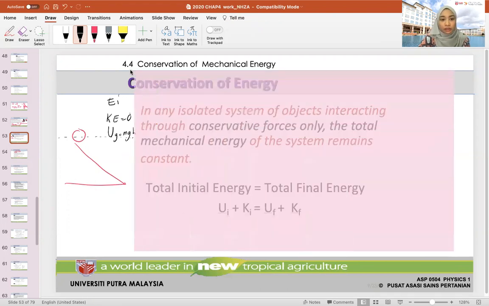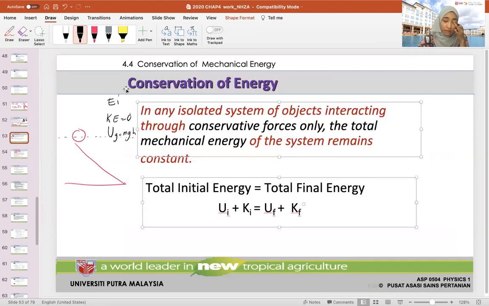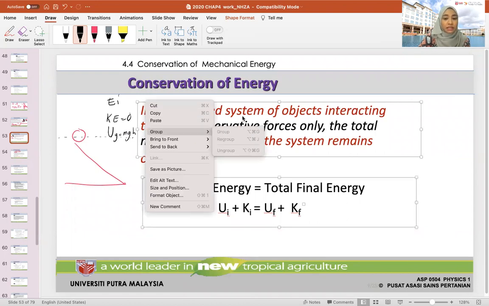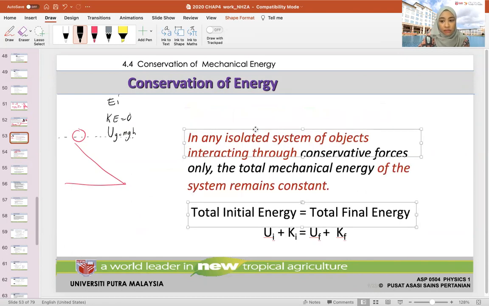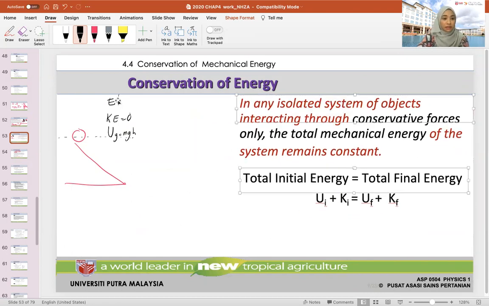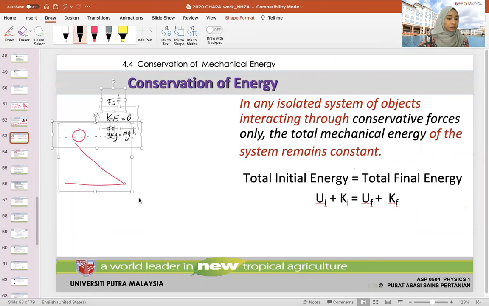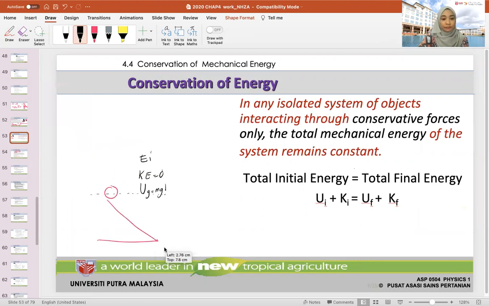Chapter 4, part conservation of energy, I think it's going to be challenging for students. My students always say they find it difficult. So please just interrupt me if you need more explanation, because this topic is a bit confusing.